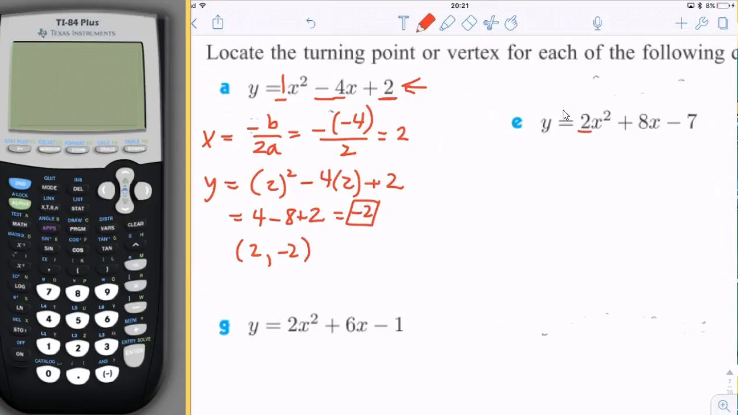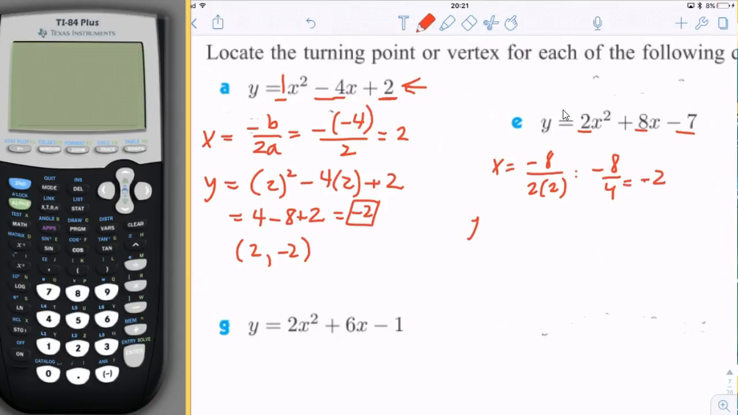So we have a equals 2, b equals 8, c equals negative 7. So we're going to have x equals negative b over 2a, which is 2 times 2. So it's negative 8 over 4, which is equal to negative 2, is the x coordinate.